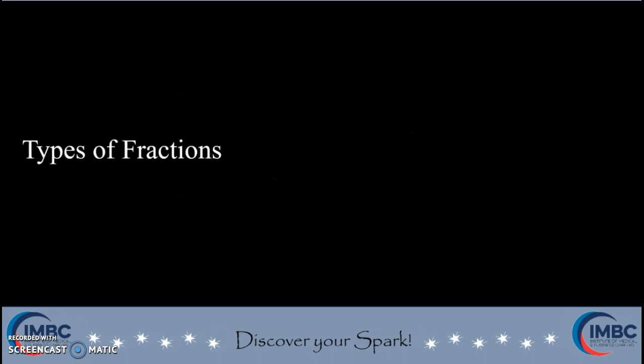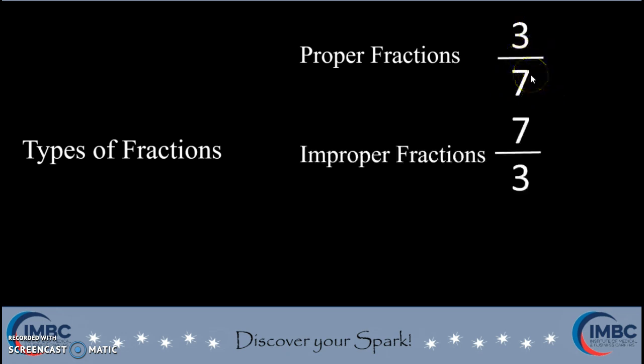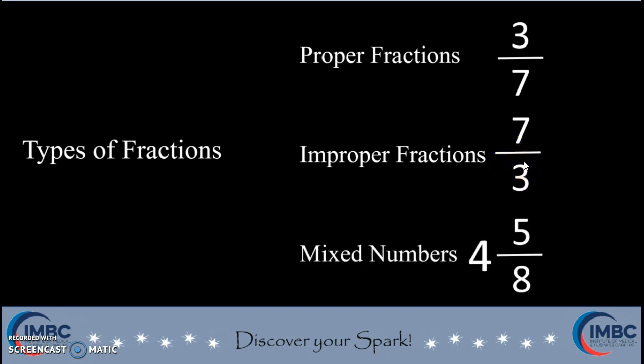Types of fractions. We have proper fractions. In a proper fraction, the numerator is smaller than the denominator. Improper fractions. In improper fractions, the numerator is larger or the same as the denominator. And we have mixed numbers. A mixed number has a whole portion and then a fractional portion.